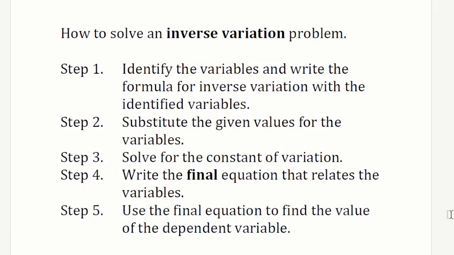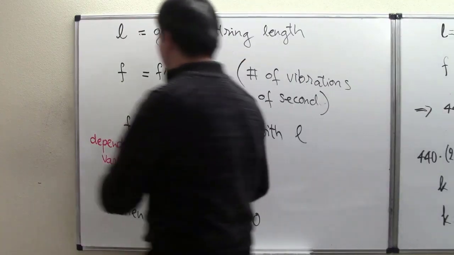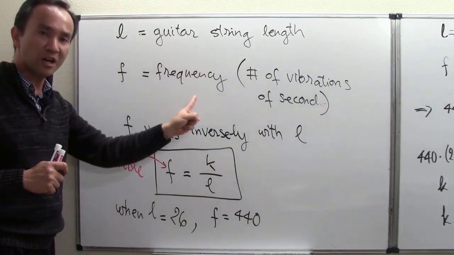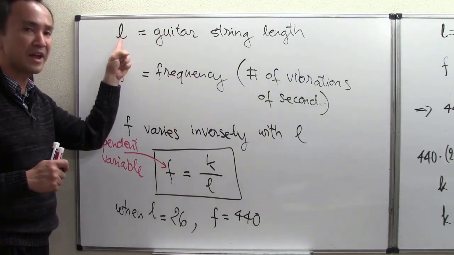All right, so we can now generalize the steps we have done in the example into a how-to instruction. Here we come to how to solve an inverse variation problem. Step 1, we identify the variables and write the formula for the inverse variation with the identified variables. For this step, I identified those quantities involved in our problem and named those variables.